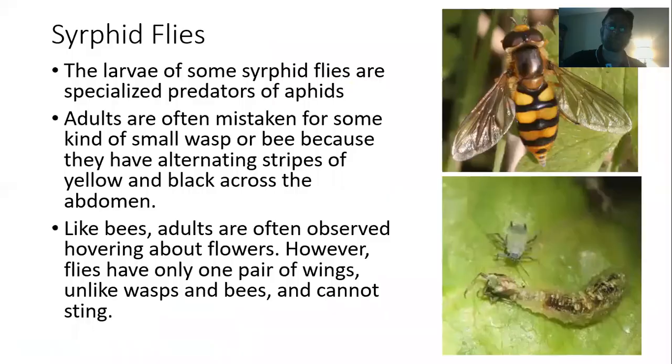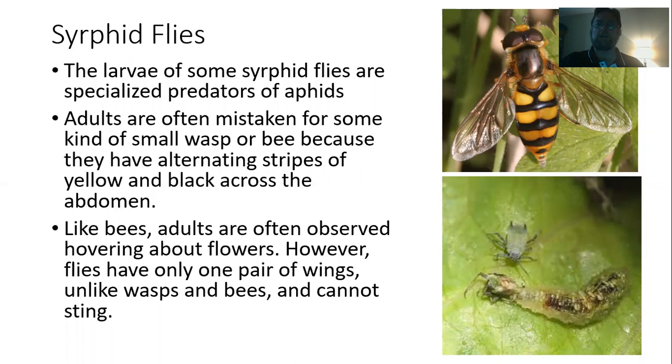Another group of beneficial insects are the syrphid flies. Sometimes these get called hover flies, and other times they get called bee flies. And you can see why they might be called a bee fly. The syrphid flies are mimics of bees. They have that yellow and black coloration as a warning to anything that might try to mess with them. But they are entirely harmless. They don't sting. And a lot of the larvae of these syrphid flies are specialized predators of aphids. And you can see a picture down there at the bottom of an immature syrphid fly eating an aphid.